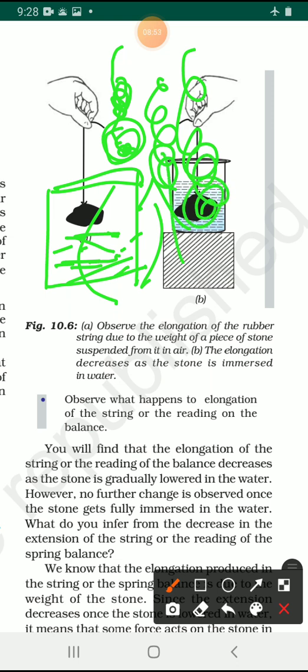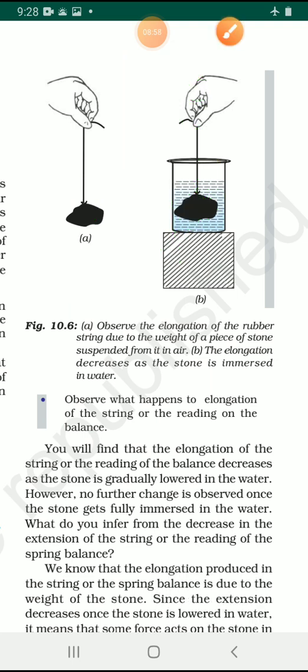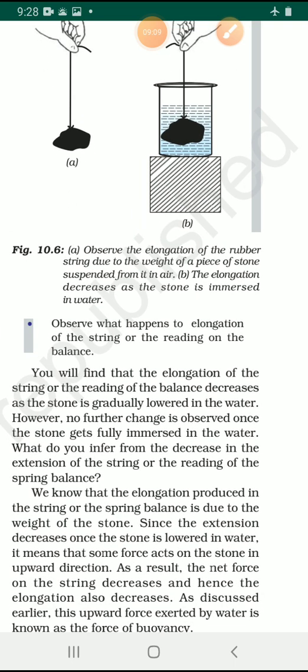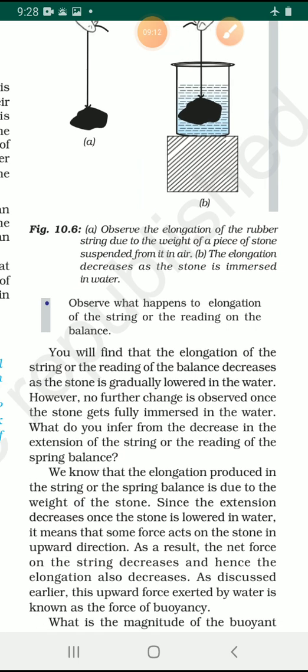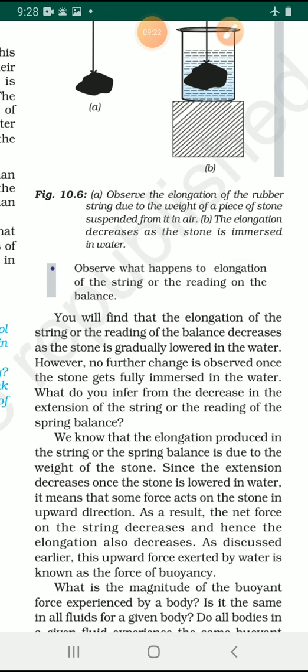So observe what happens to the elongation of the string or the reading of the balance. We can now say very easily that the elongation is more when the stone is in air. Elongation is less when the stone is immersed in the water. The reason behind it, as we have discussed just now, is the water upthrust. Due to the water upthrust, the elongation is less when the stone is immersed in the water. You will find that the elongation of the string or the reading of the balance decreases as the stone is gradually lowered in the water, right? When the stone is immersed in the water, the elongation is a little less.